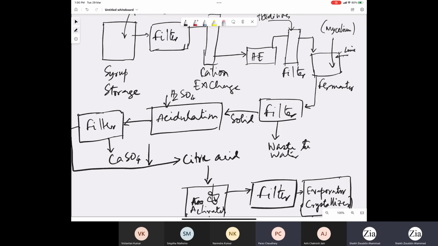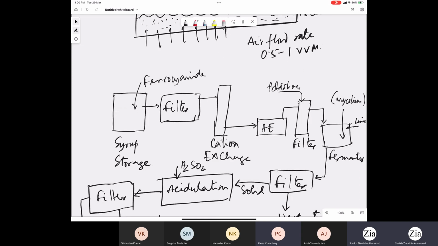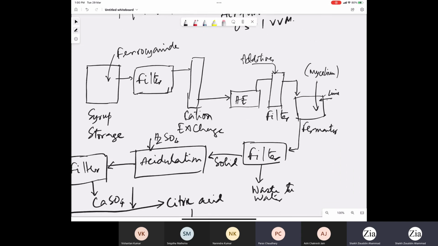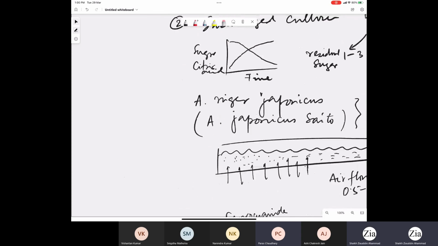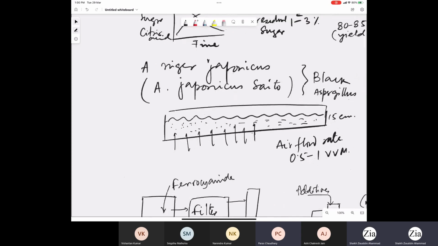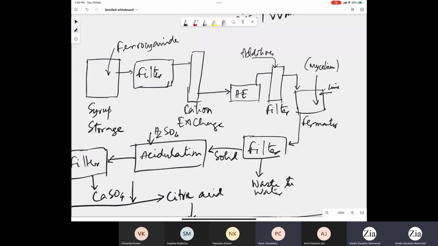So only difference is the upstream and downstream operation will be very similar. You can have only difference in the fermenter. So if you have submerged fermentation, then you will get the scheme we have used here. Or if you have the surface fermentation, liquid surface culture, there also only the fermentation operation will be different. Rest of the process will be similar for both the fermentation processes.